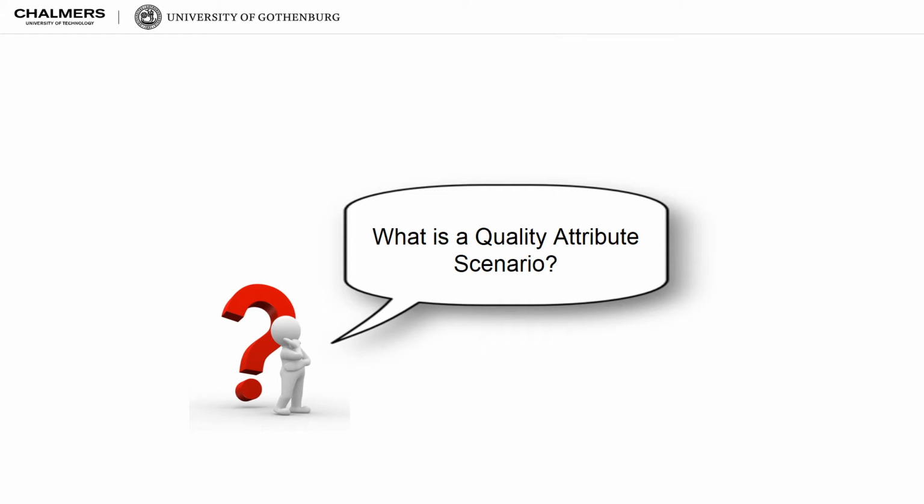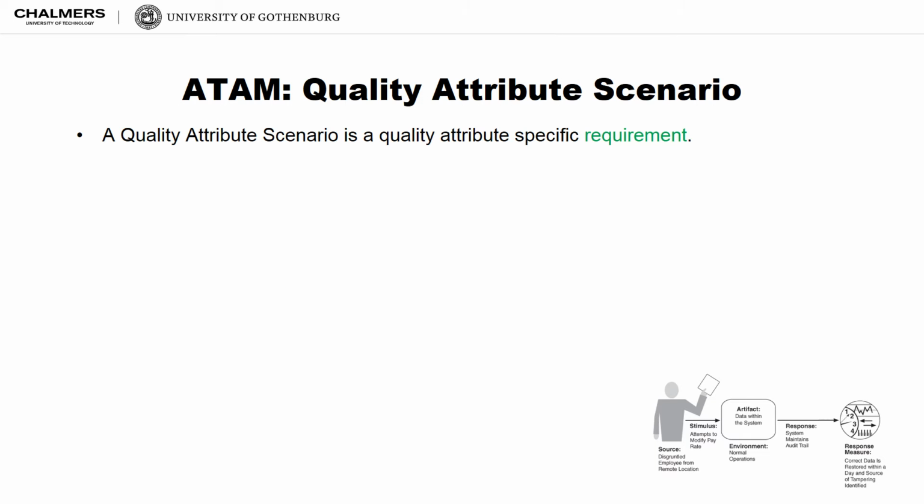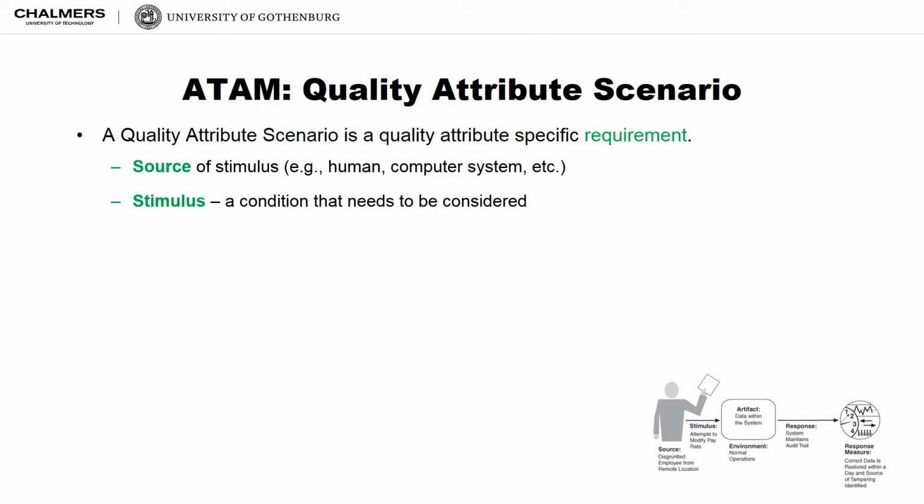Let's review what a quality attribute scenario is. A quality attribute scenario is a quality attribute specific requirement that consists of 6 parts. Source of stimulus is the entity that generated the stimulus, for example, a human user or a computer system. Stimulus is the condition that needs to be considered when it arrives at a system. Environment is the particular conditions in which the stimulus occurs.